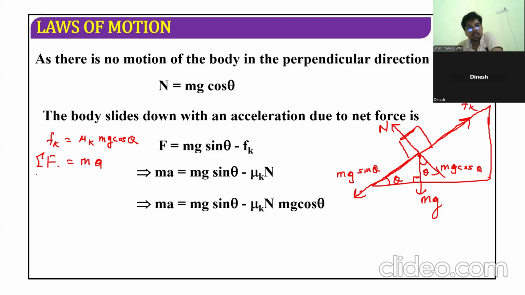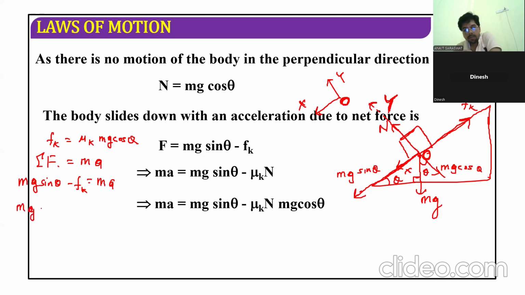Now, you can take any direction as positive. You can take horizontal as plus x and this as plus y. Along acceleration, you can take the x-axis. So net force mg sin theta will be along positive, Fk in the negative direction equals m into a. We need to find a.